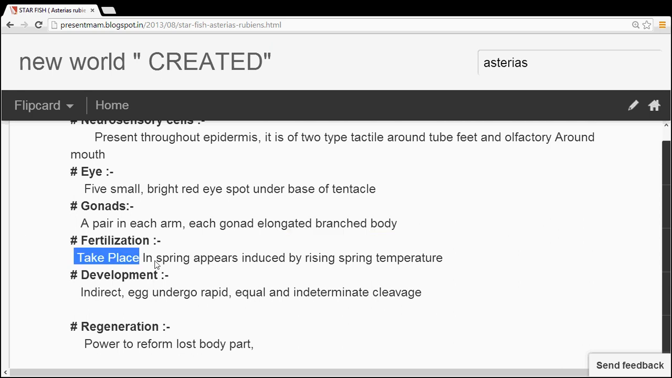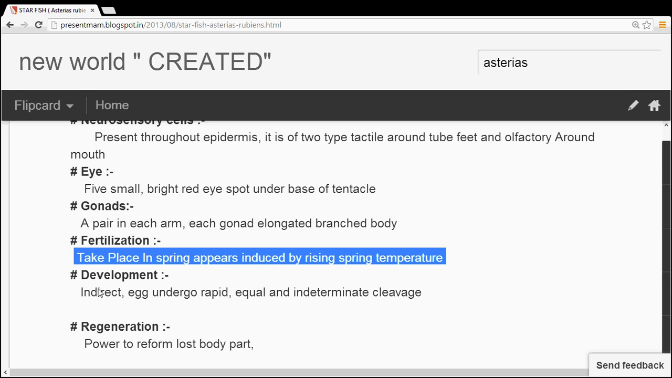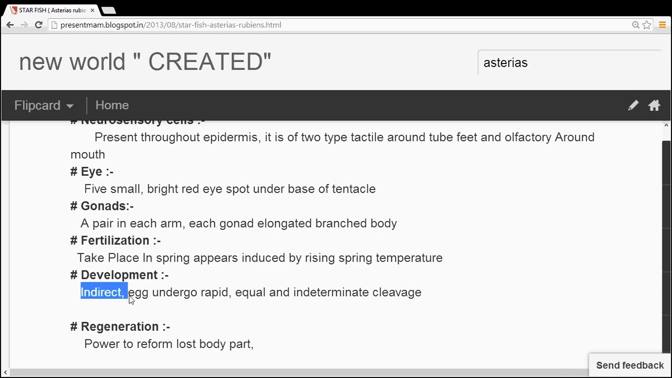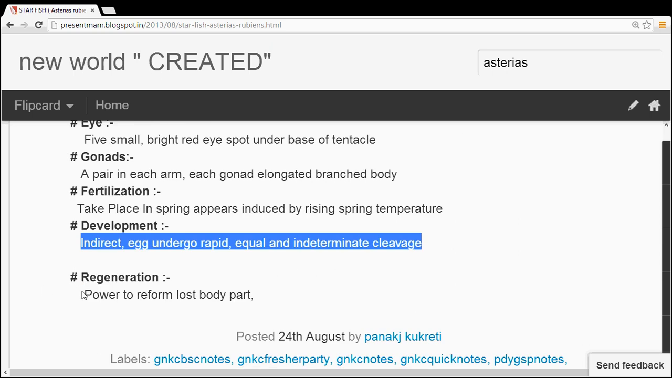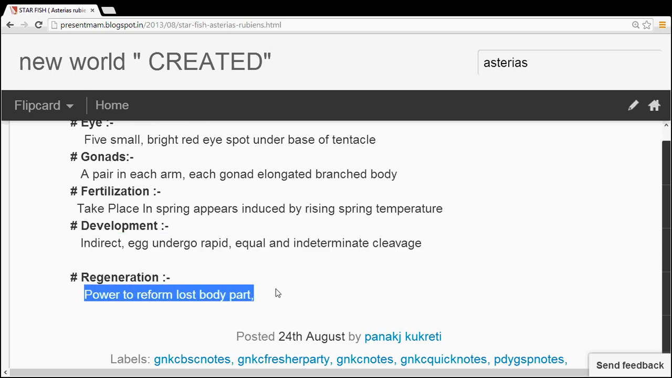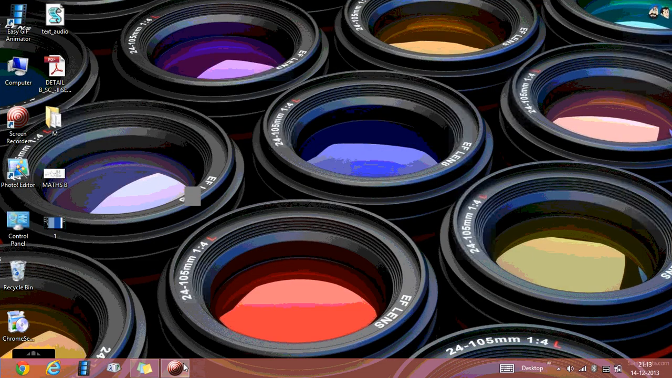Their fertilization takes place in spring and is induced by rising spring temperature. Development is indirect. Eggs undergo rapid, unequal, intermediate cleavage. The most important trait of this animal is its great power to regenerate lost body parts. That's all about Asterias.